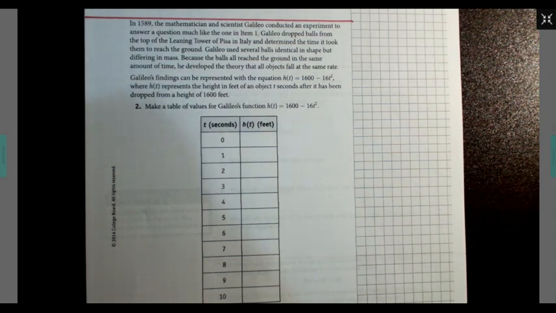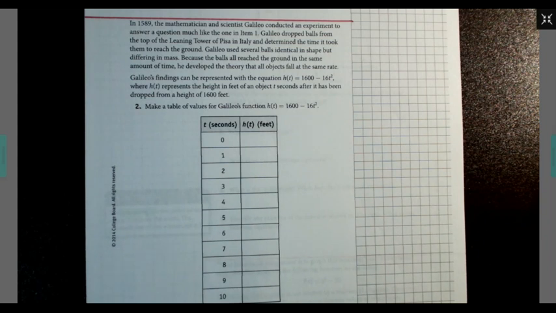Galileo's findings can be represented with the equation h of t equals 1,600 minus 16t to the second power, where h of t represents the height in feet of an object t seconds after it has been dropped from a height of 1,600 feet.